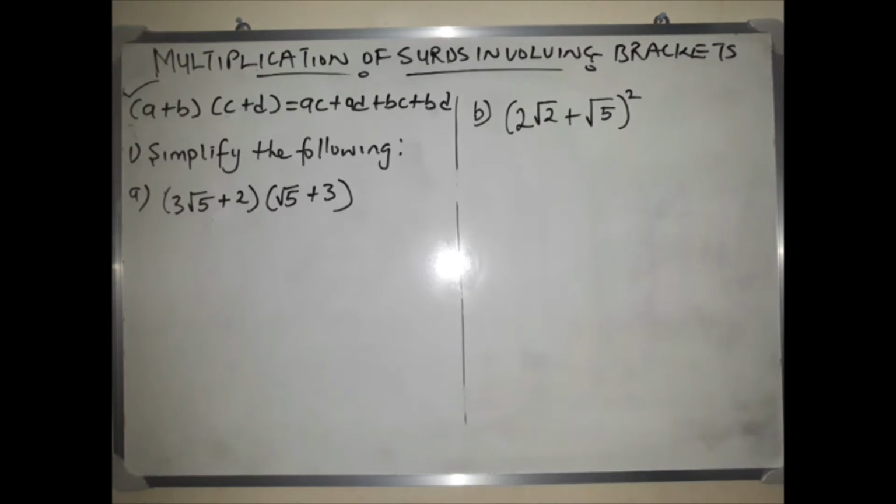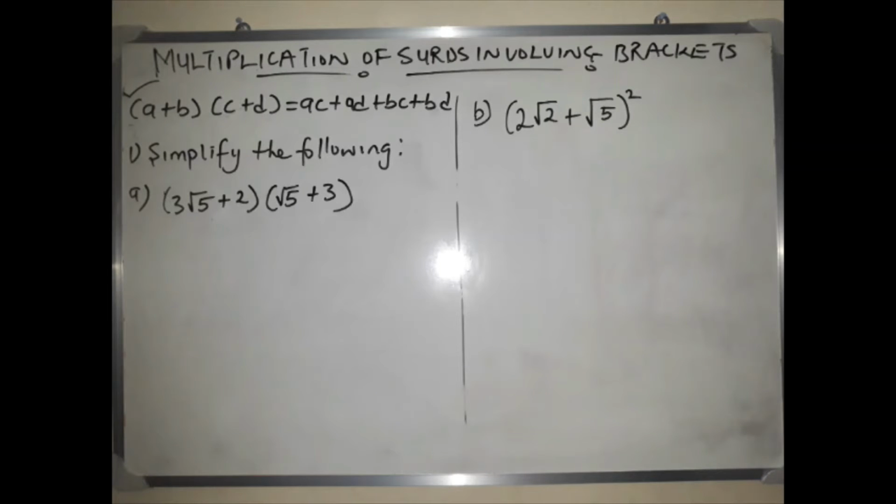On the board we have two examples, and it says simplify the following. The first one is (3√5 + 2) in one bracket, multiplied by (√5 + 3) in another bracket. And then the second we have (2√2 + √5) raised to the power 2. So let's go. We're going to use the algebraic method to simplify this.